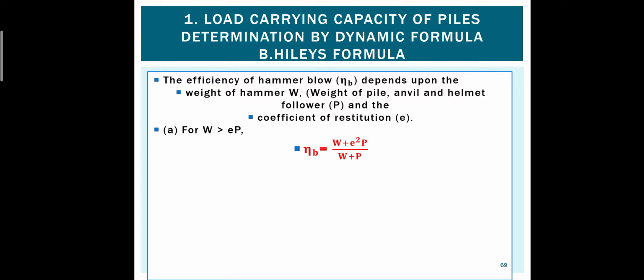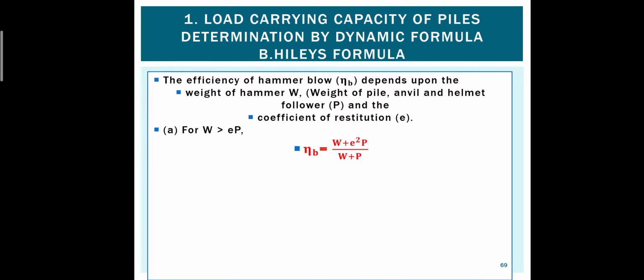Now eta B. If W is greater than EP, we use the formula W plus E square P by W plus P. I will give you the values of E, the coefficient of restitution. If it is less than EP, the first part is the same as the above formula: W plus E square P by W plus P, minus the quantity W minus EP divided by W plus P, the whole square. E is the coefficient of restitution, with values from 0.0 to 0.5.